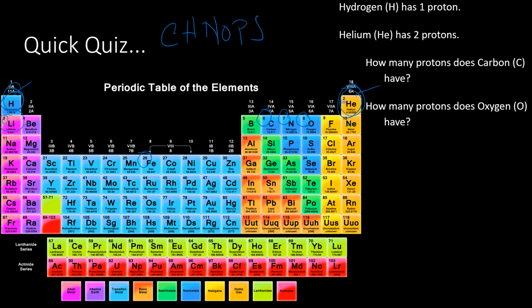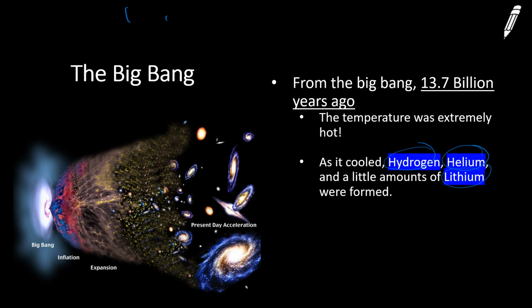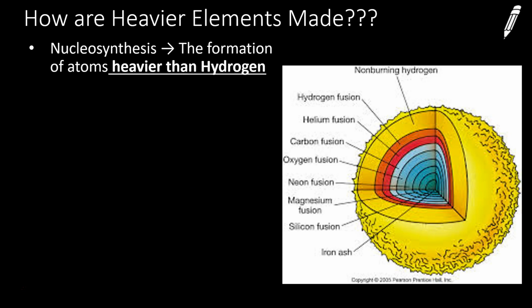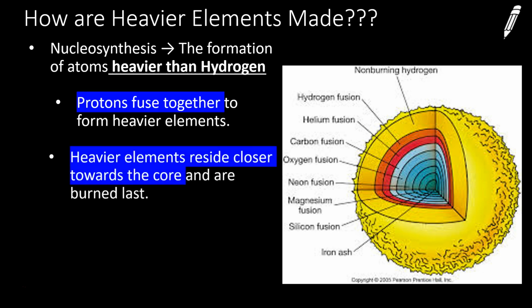Okay, so what ends up happening is in this star, you have the lighter elements like hydrogen and helium, they form the outside of the star. As those protons fuse together and form heavier elements, those heavier elements reside closer and closer to the core, okay, to the center of that star. So as we get heavier and heavier elements, they fall closer and closer to the center.